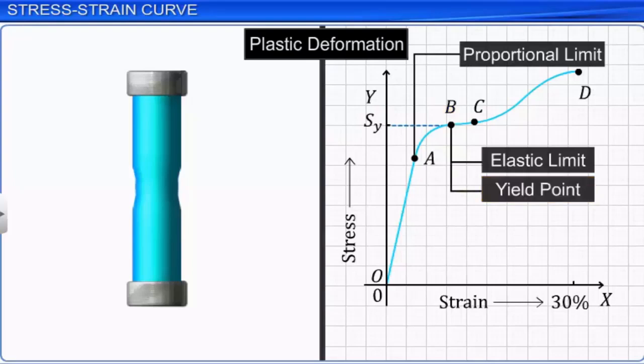The material experiences maximum stress at point D. The value of stress at this point is called tensile stress or breaking stress and is denoted by the symbol SU. It is also referred to as ultimate tensile strength.